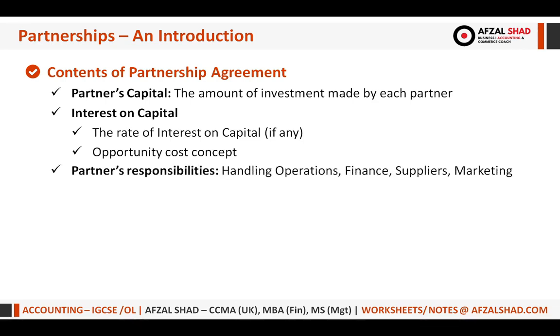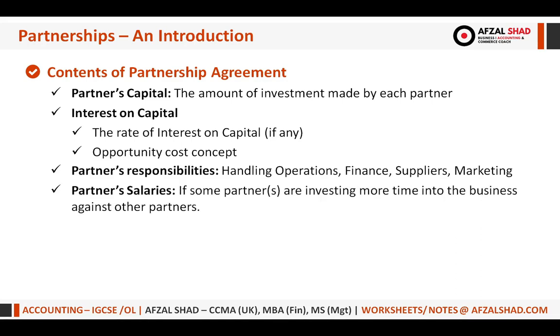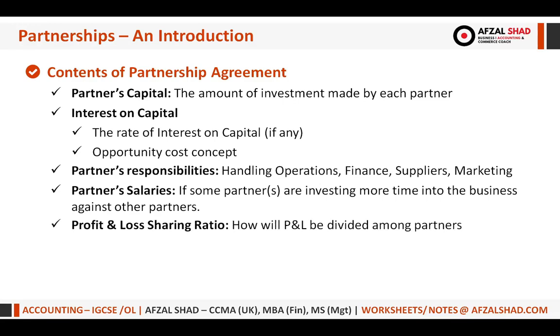Then, partners' responsibilities: handling operations, who is going to do the job of finance and accounts, who is going to manage the suppliers and the marketing. So responsibilities are well divided in the partnership agreement. Then, partner salaries. As discussed earlier, if somebody is investing more time into the business, he or she should be entitled to a salary. So how much salary is going to be there, and how much increment there should be after every year, should be written into that partnership agreement.